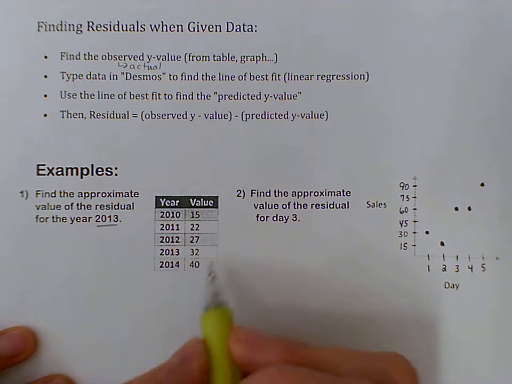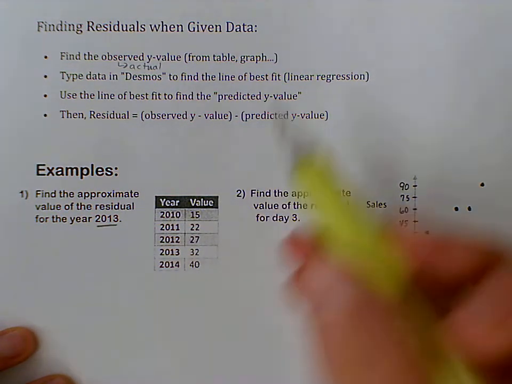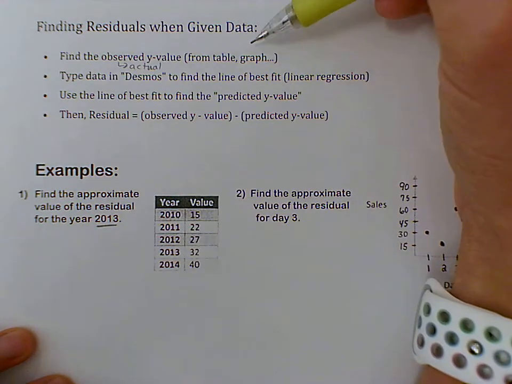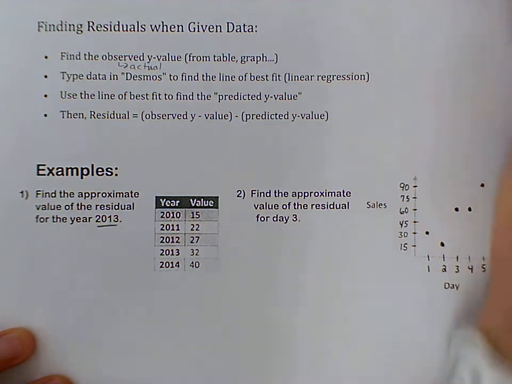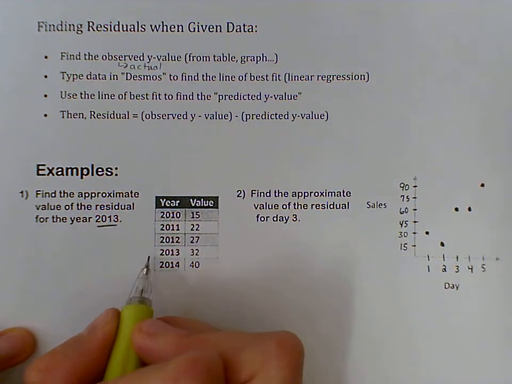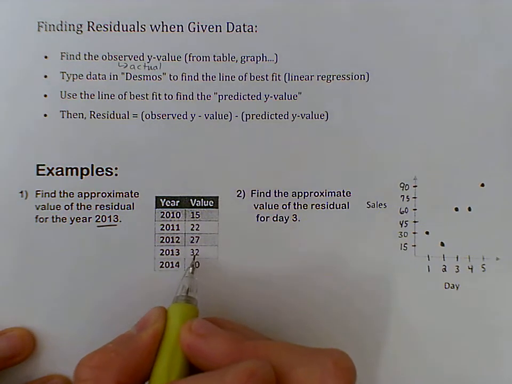So this is the data that they found out. These are the things that actually happened, okay? So you get those values from your table or your graph or however they've presented your data. So all I have to do is look at my table. So I'm going to look for 2013. And in 2013, the value was 32.